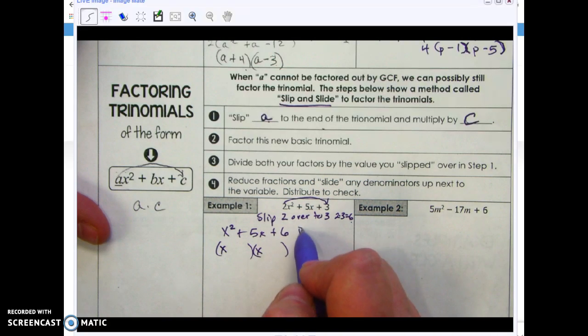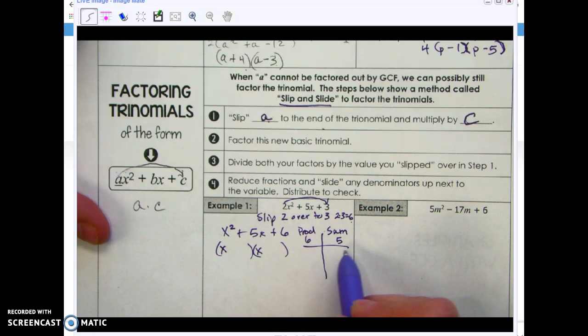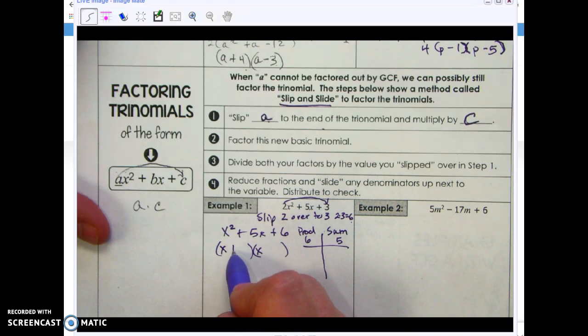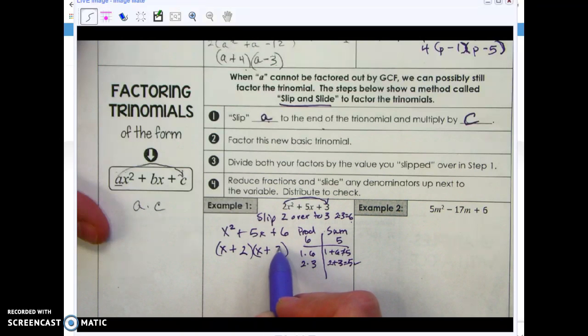So now product needs to be 6, and my sum, the number in the middle, needs to be 5, both positive. And if I see that they're positive here, I know it's going to be a positive and a positive there. So now what times what gives me 6? I could think of 1 times 6, but 1 plus 6 does not equal 5. I could also think of 2 times 3. 2 plus 3 equals 5. There it is. So I just look at those numbers, and that's what goes here.